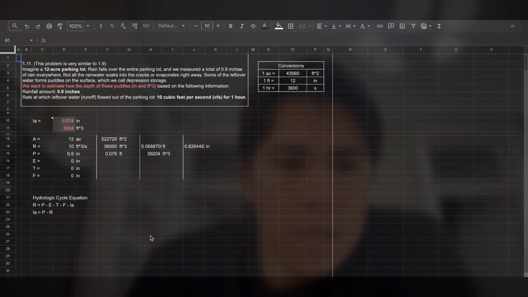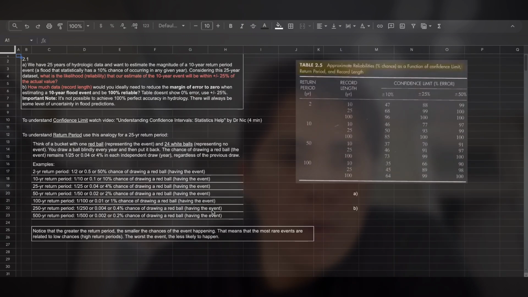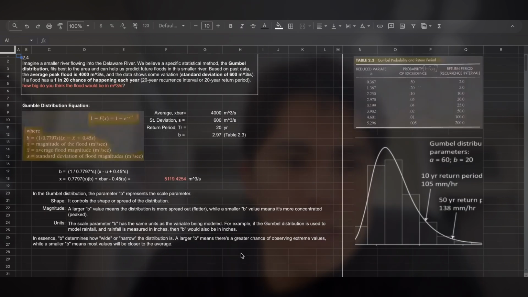Then we kept using the same equation in different scenarios, and then we introduced a very important concept that is return periods. In the video where I covered this, I tried to explain in very good detail what it actually means. It's very important that this concept of return periods is understood because we're gonna use it for the rest of the class. Then we started learning about distribution equations.